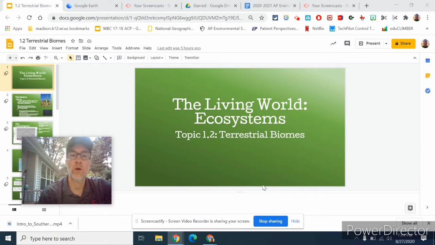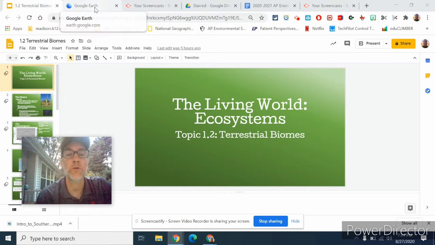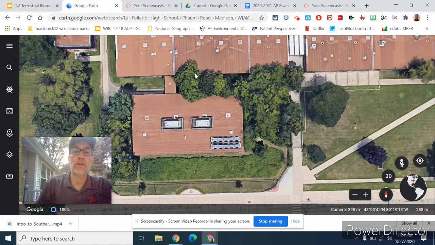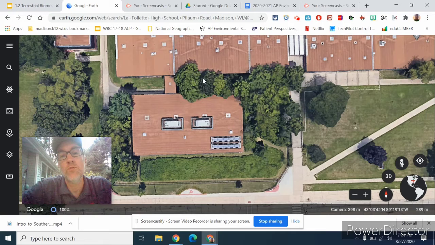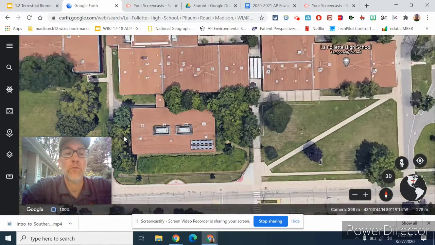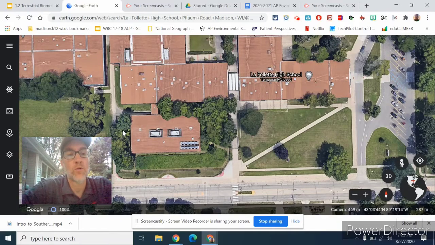We're going to continue our work talking about ecosystems, but talking about them from a different scale. To begin with, I want to show you Google Earth, take you on a little magical school bus ride to La Follette High School. And here we have our arboretum, which basically consists of two major ecosystems, a forest ecosystem you can kind of see here, and a prairie ecosystem, and another smaller forest which represents north woods.